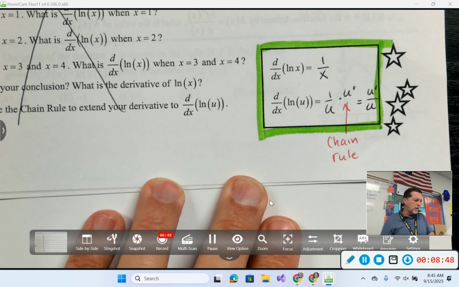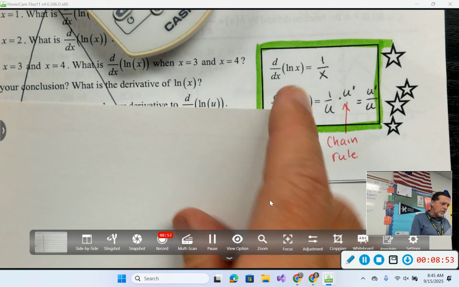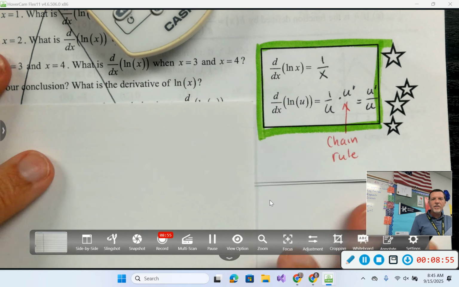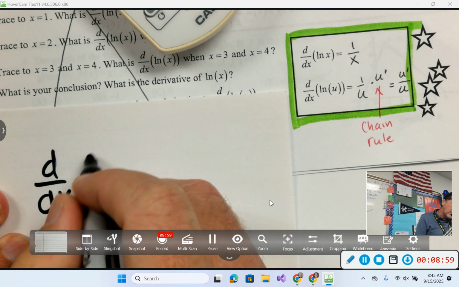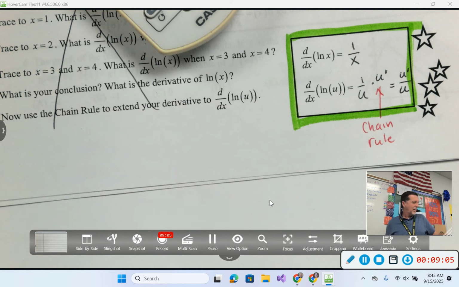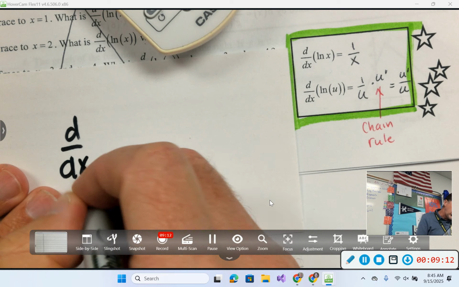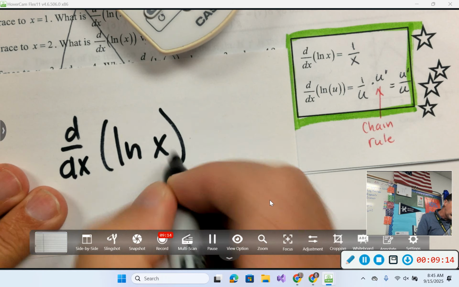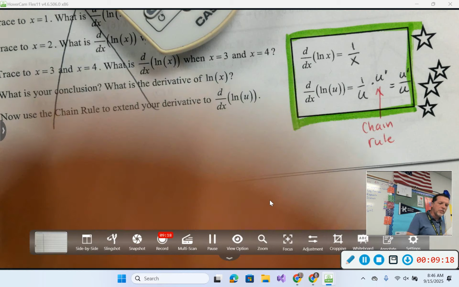Those will be on a note card tomorrow. 100%. In fact, I'm going to do it right now so that I don't forget. Take the derivative of 1 over x. So, whoops, that's not right. That's the answer. Let's take the derivative of natural log of x. There we go. Add that one to the pile for tomorrow.